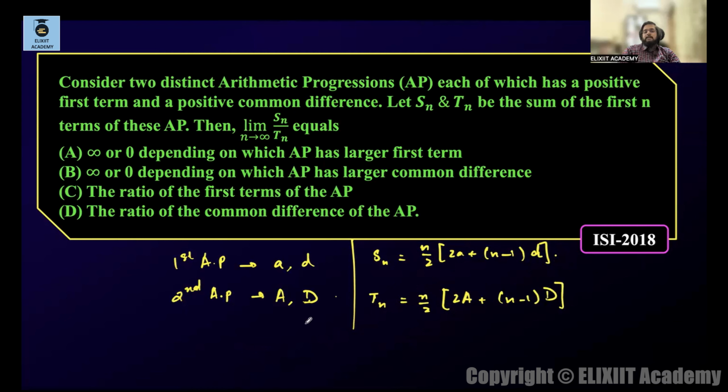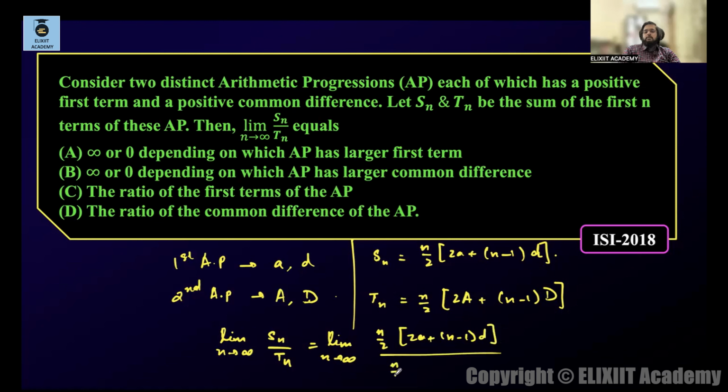Now they're asking us to find limit n tends to infinity Sn by Tn. Let's put these values over here. Sn by Tn means n by 2 times 2A plus n minus 1 times D, divided by n by 2 times 2 capital A plus n minus 1 times capital D. So n by 2 and n by 2 cancel out. Here this will tend to infinity, infinity plus something which is infinity only. And here also this will tend to infinity. So this is of the form infinity by infinity.